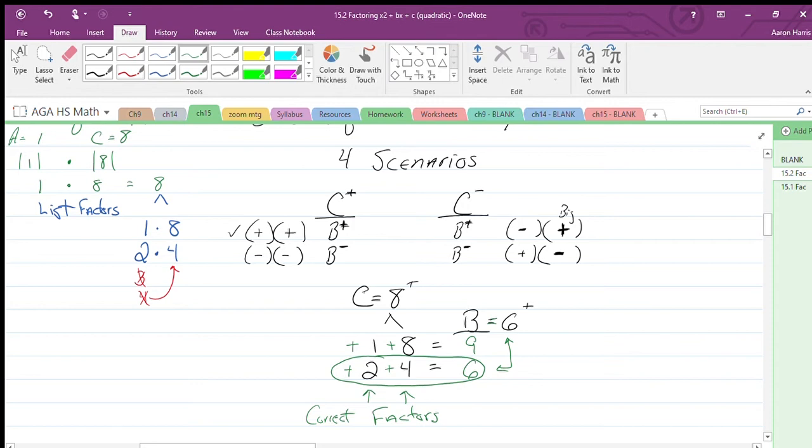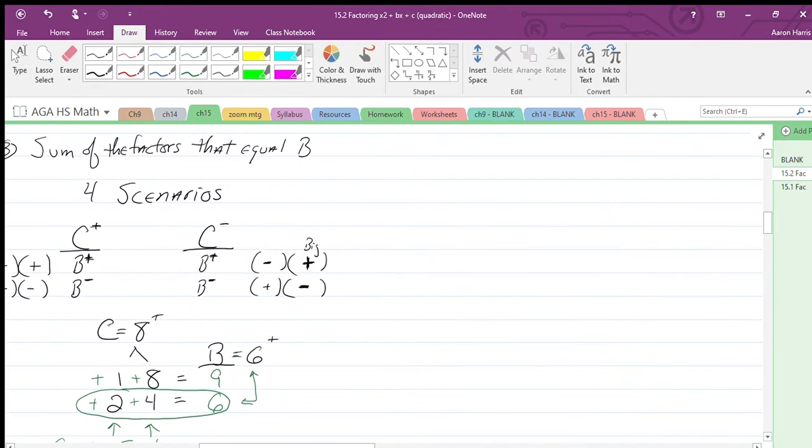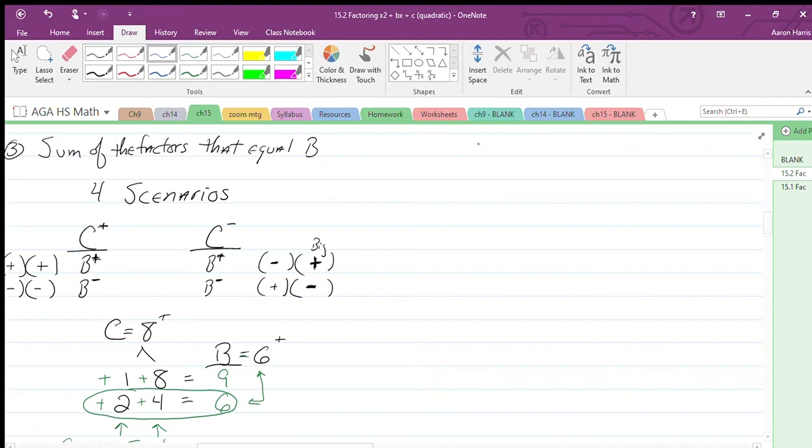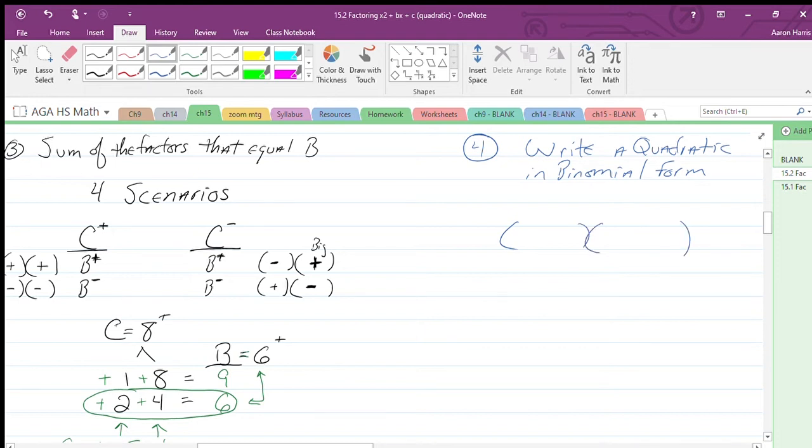Now, that leads us to what? Step number 4. Step number 4, we have to now write a quadratic in binomial form. Okay? So remember, binomial form is just two binomials multiplied together to equal what your quadratic is.